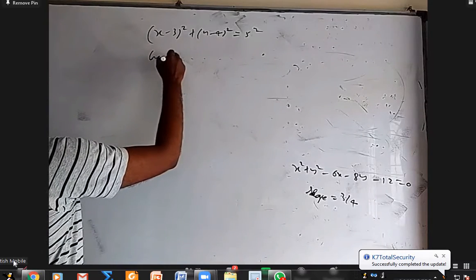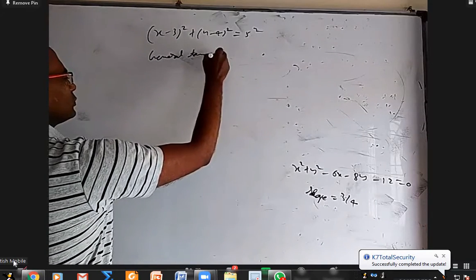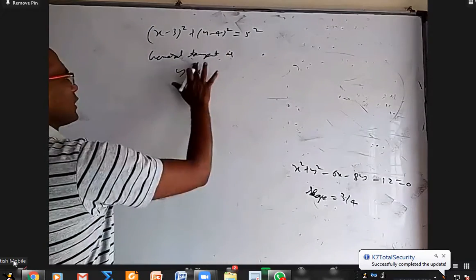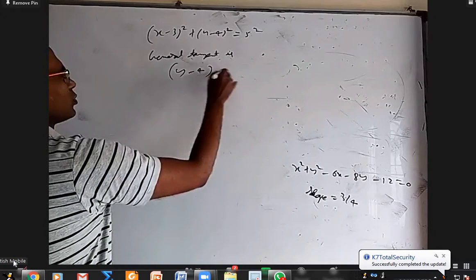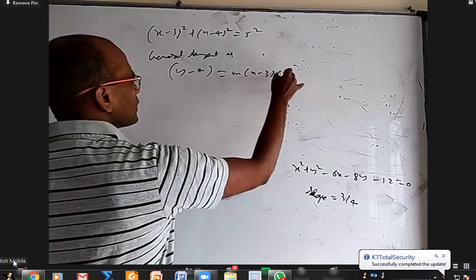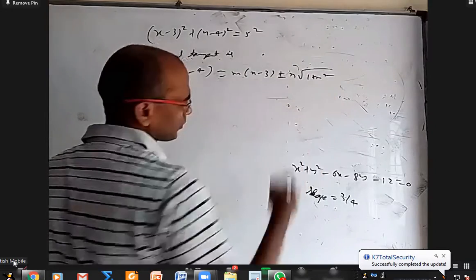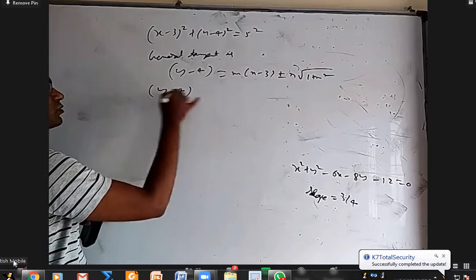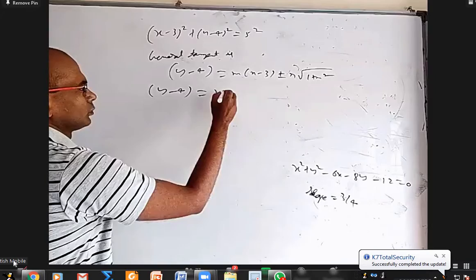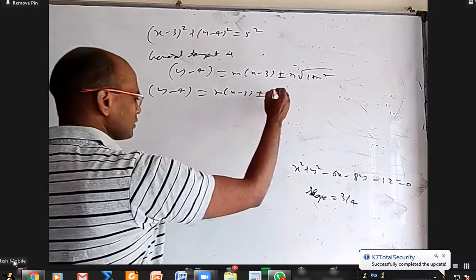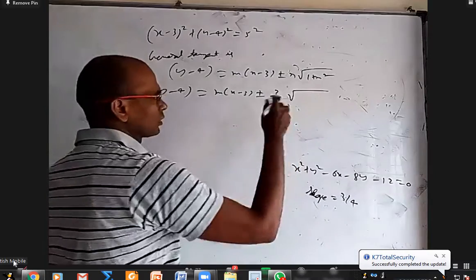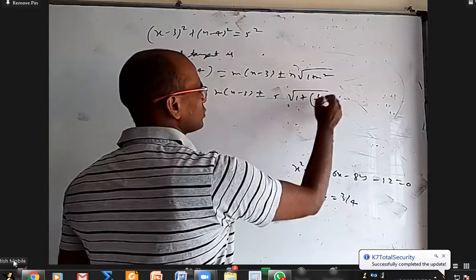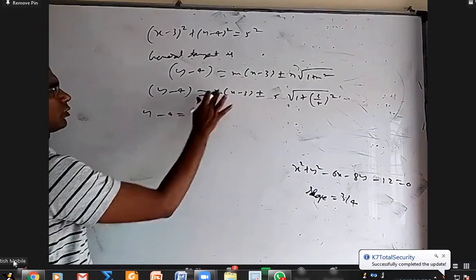So general tangent is y minus k, or you can write y plus f, anything is okay. General tangent will be y minus 4 equal to m into x minus 3 plus or minus r root 1 plus m square. Now you can substitute radius as 5 and m is 3 by 4. Y minus 4 equal to m into x minus 3 plus or minus 3 by 4 into root 1 plus 3 by 4 whole square. Y minus 4, here also 3 by 4.